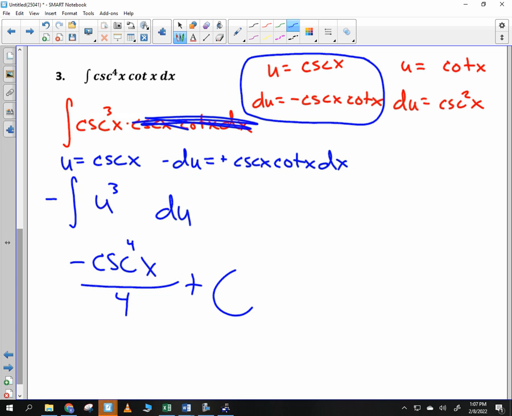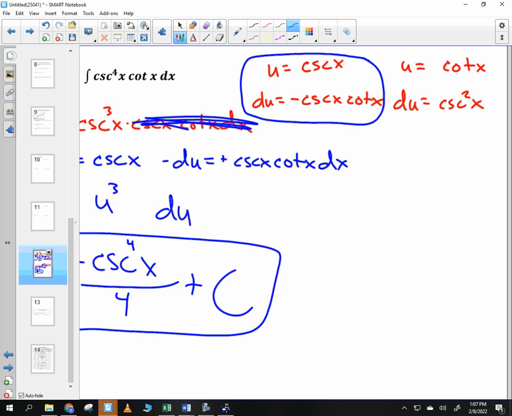Sweet. Yeah, because u is cosecant. Isn't there like a few moments where you're like, I feel pretty smart? Like this isn't normal math anymore. Like I must be pretty intelligent.